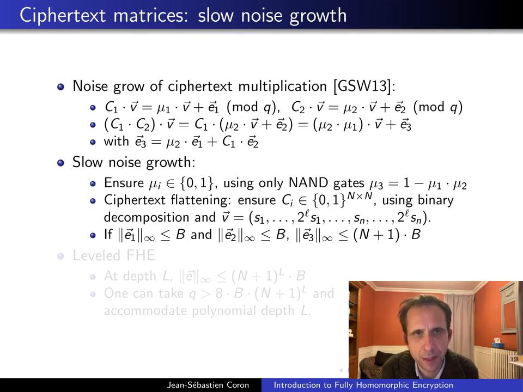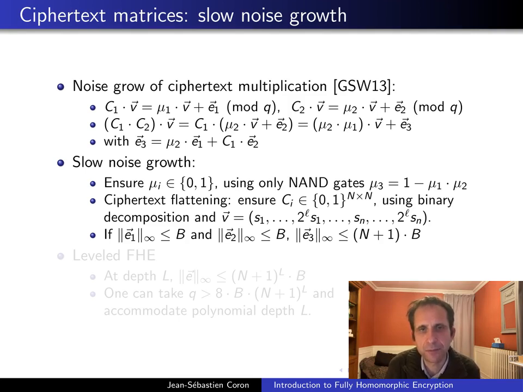And for the product of C1 times E2, if the coefficients of C1 are 0, 1, and so it's an n by n matrix, the infinite norm of C1 times E2 is smaller than n times B. So in total, it's n plus 1 times B. So the norm of the new vector, E3, is at most n plus 1 times B.